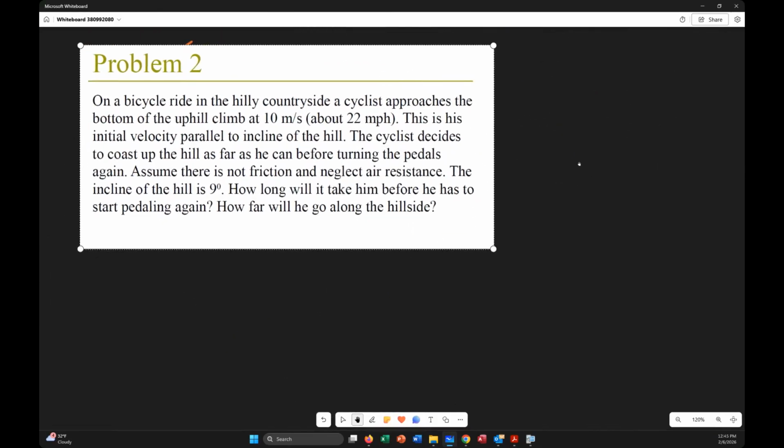Okay, this is problem number 2 again. 5 minutes. Read the problem, draw the situation, gather some data, look at the equation, see how far you can go.